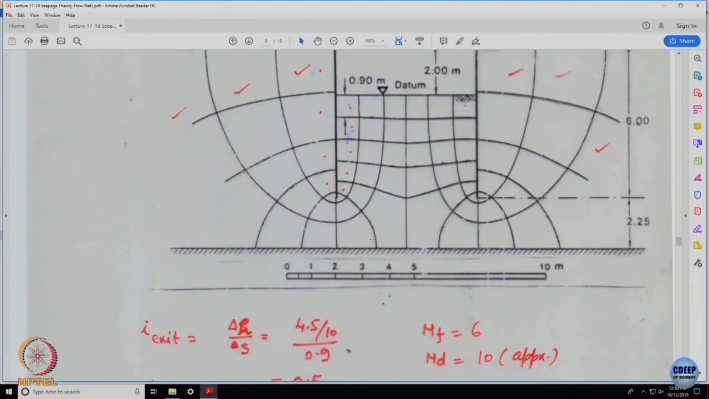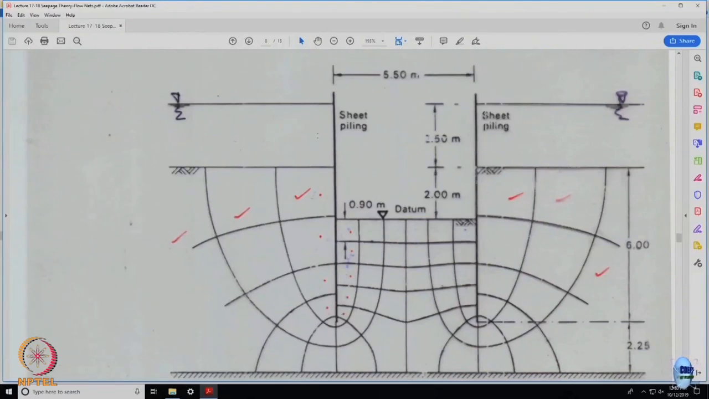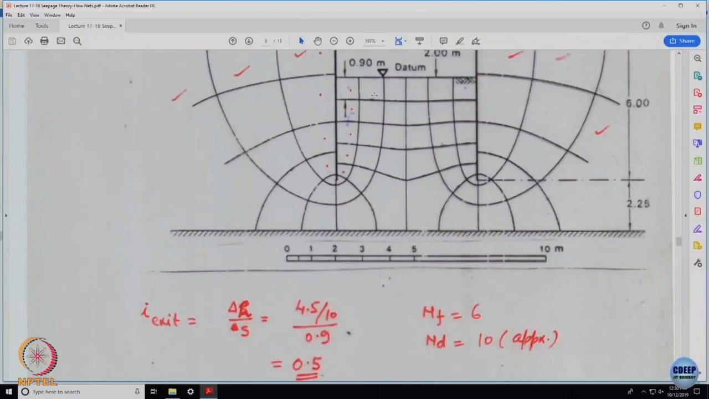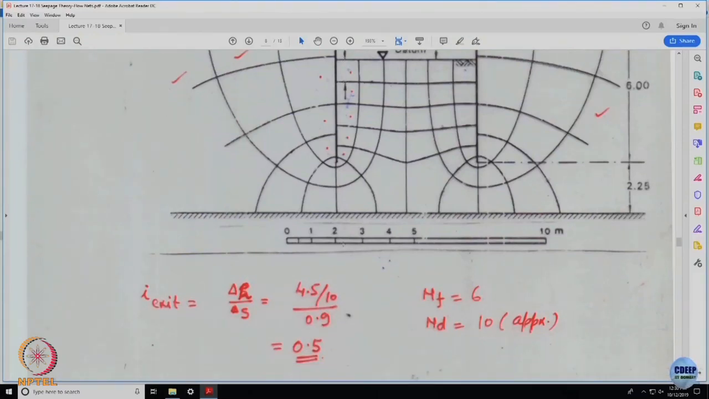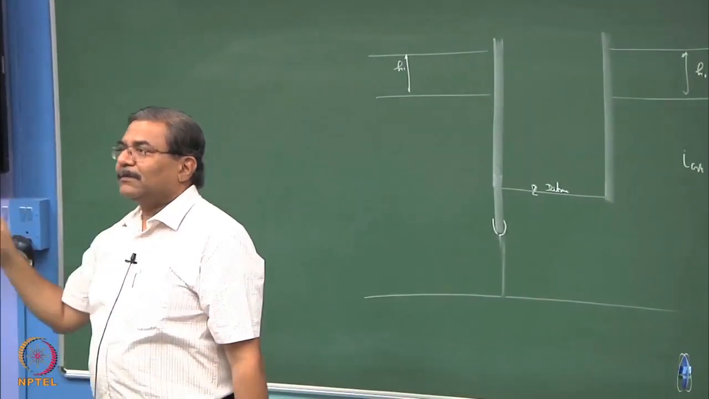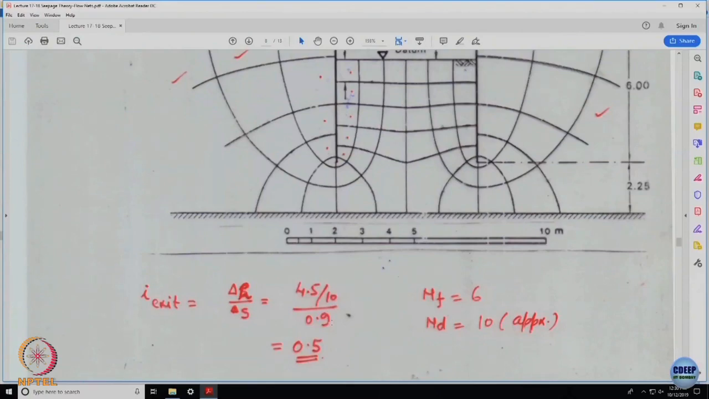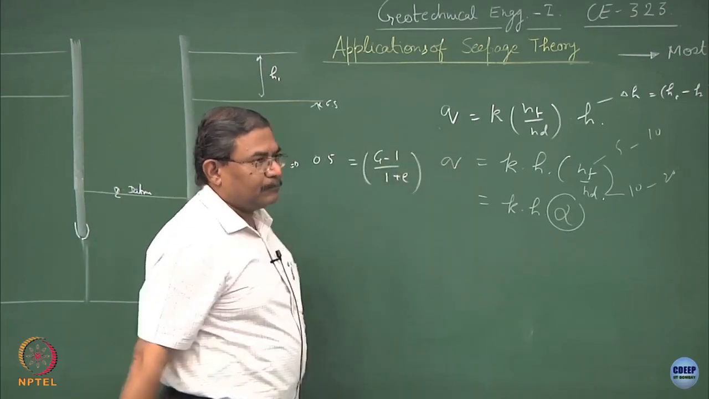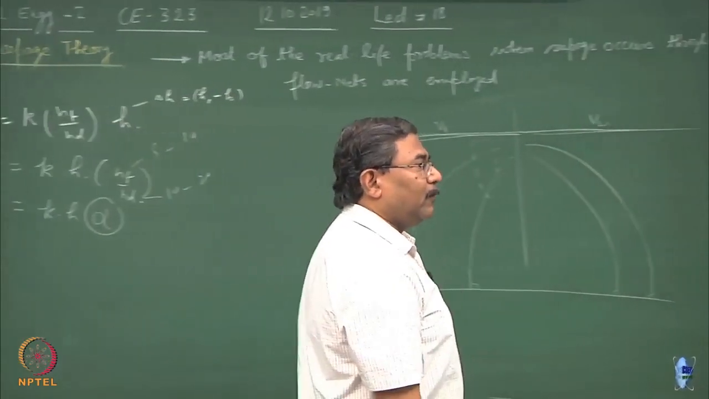So, this is 4.5, 2 plus 2.5 is 4.5. Starting from the datum, the head drop is going to be 4.5 upon 10, and the length of the element is 0.9 meter. So, exit gradient is 0.5. How do you check the suitability of the exit gradient? Suppose I compute the exit gradient as i, and i critical will be equal to 0.5. What should I be doing with this? Now, this is equal to (G minus 1) over (1 plus e). We have proven this when we did the seepage force analysis.